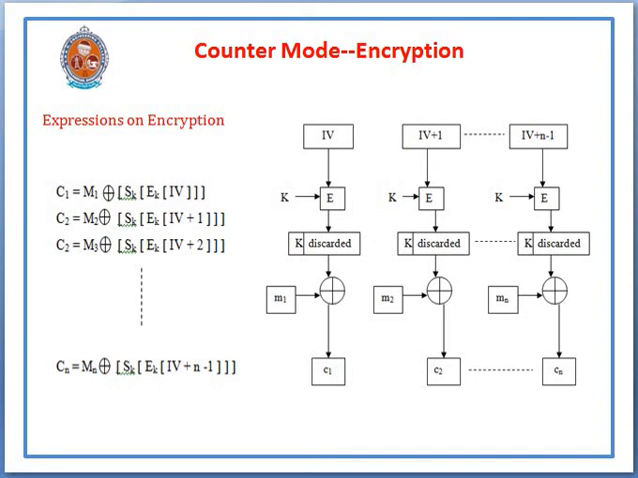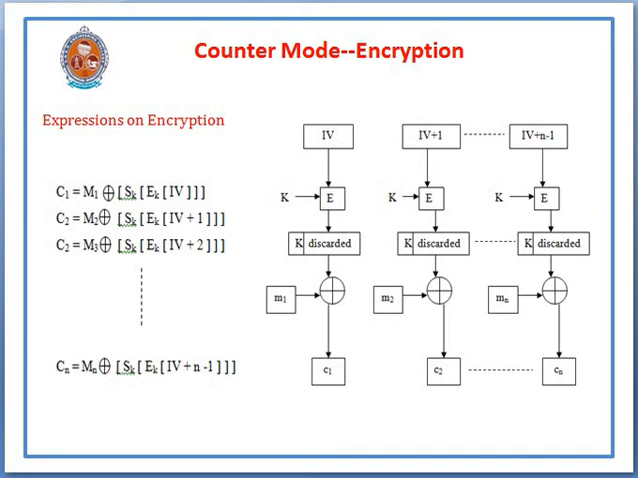Now this is the counter mode. Here first of all we have to take the initialization vector which contains 64 bits. That initialization vector is encrypted by using some key to get the output. From that output we have to select K bits and discard the remaining as usual, and the selected K bits are plus circled with M1 to get the C1.